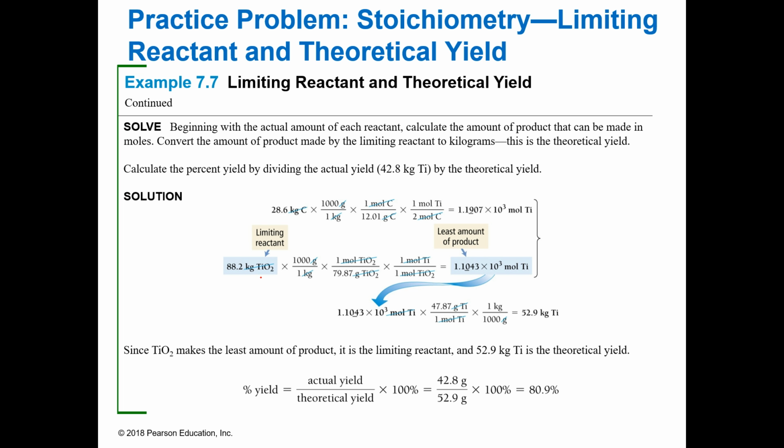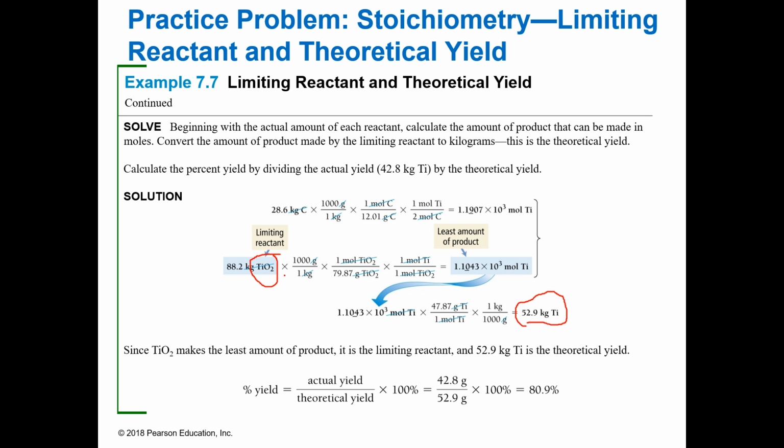So the titanium oxide gave us the least amount of titanium. Okay, everybody see that? So that means that the titanium oxide is our limiting reactant, and that this is how many moles of titanium is theoretically made. Now it's asking for the theoretical yield in kilograms, so we're going to convert that moles to grams to kilograms. So this would be the theoretical yield based on our limiting reactant.